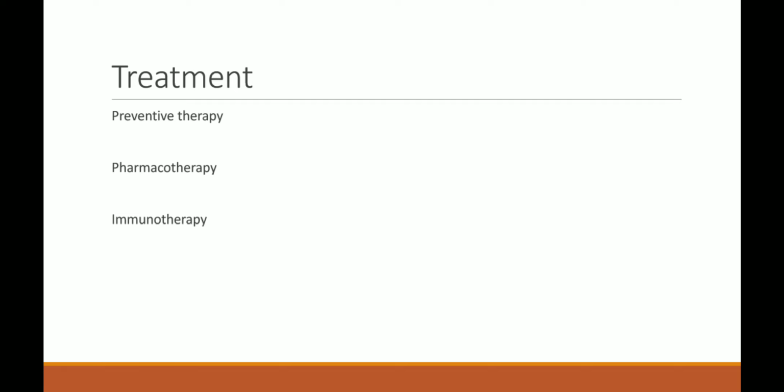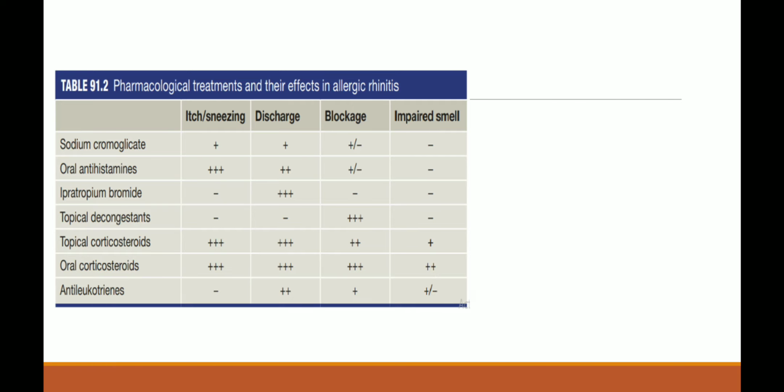So the treatment of allergic rhinitis, we can divide it into preventive therapy, pharmacotherapy, and immunotherapy. Preventive therapy means, as the name suggests, avoid the allergen as much as possible. But it alone will not work. Along with the preventive therapy, we have to initiate other modalities of treatment, and that is the pharmacotherapy, that is with the use of drugs. Many drugs have been described for allergic rhinitis.